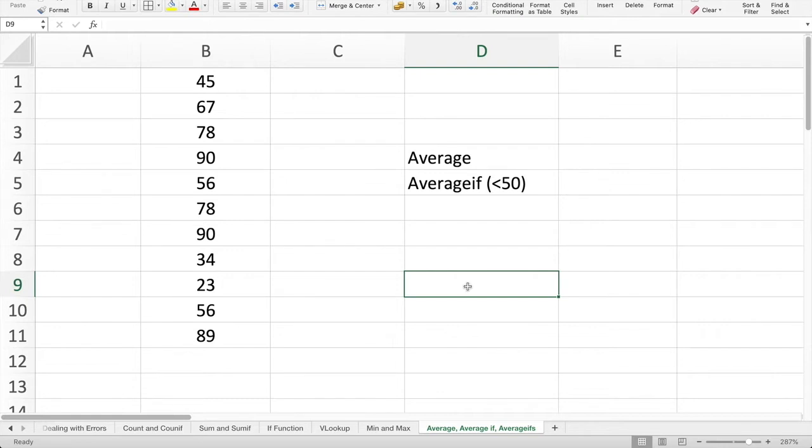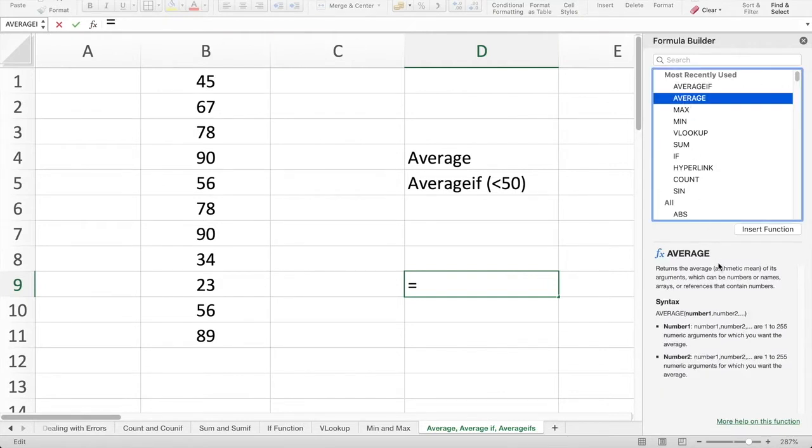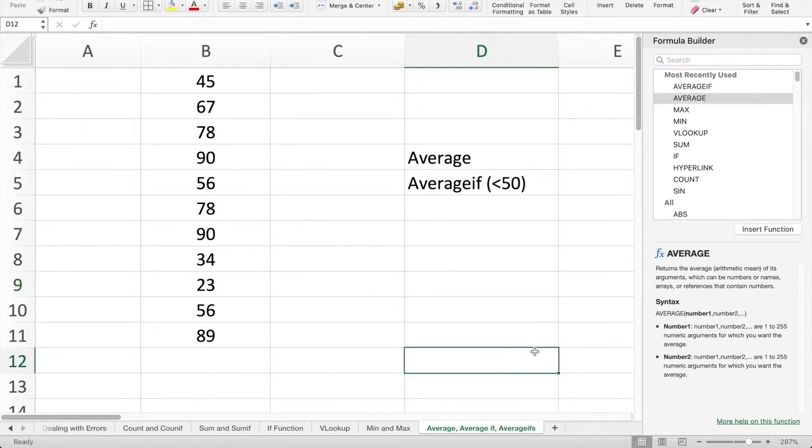But before I teach you the two ways, let's click the FX button for the formula, and click AVERAGE here. It says that the AVERAGE function returns the average, or statistically speaking, the arithmetic mean of its arguments, which can be numbers, names, arrays, or references that contain numbers. So basically, it is just the average that we all know from our elementary days.